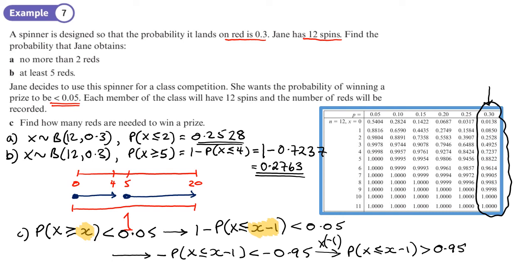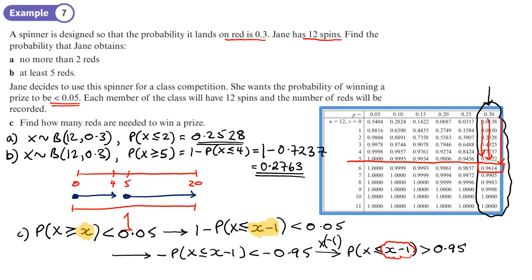So this is when I can now use the table. I'm looking for a value, which is going to be x minus 1, where the probability is greater than 0.95. So we've got the right part of the table highlighted. Let's go down the table until we get a probability greater than 0.95. So we go down, down, down, down, down. Right, this is when I get a probability greater than 0.95. All of these were less than 0.95.